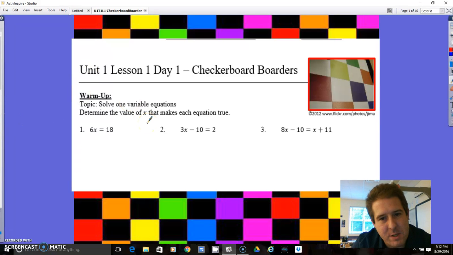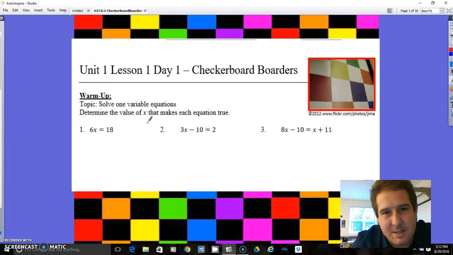We started off with a warm-up, which had 3 questions. Each question was a little bit different. So this is all about algebra. Algebra is the study of finding unknown things. And that's what we're trying to do here, trying to find the value of x.